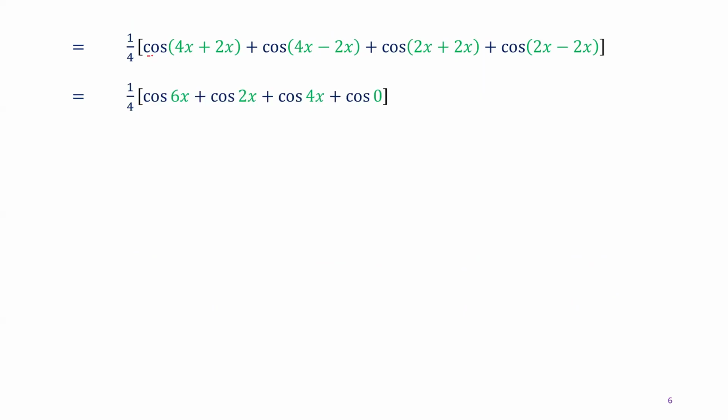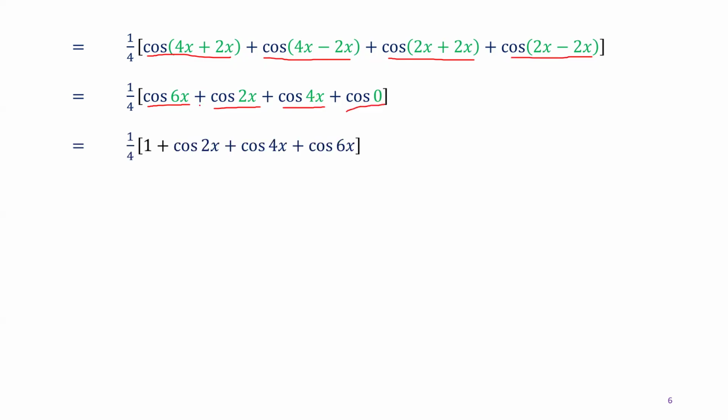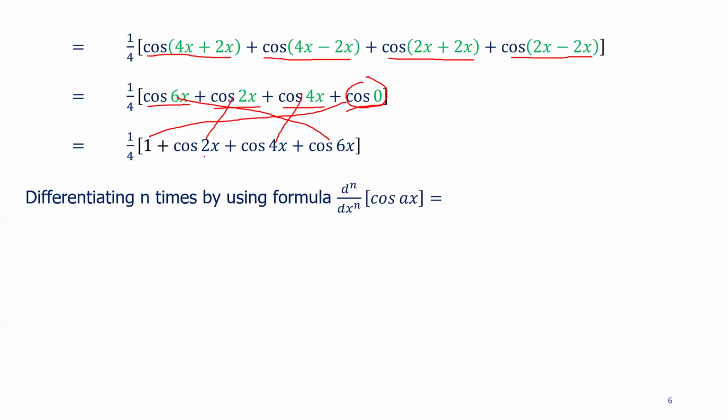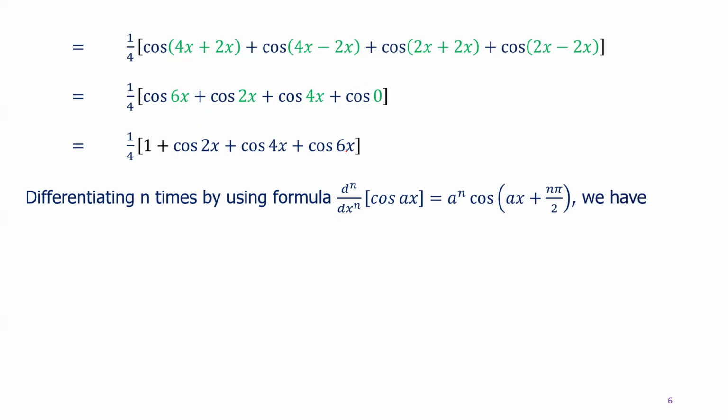Cos(4x + 2x) is cos 6x. Cos(4x - 2x) is cos 2x. Cos(2x + 2x) is cos 4x. And cos(2x - 2x) is cos 0. Let us again simplify it. Cos 0 is equal to 1, so we have written that in the first term, then cos 2x, cos 4x, and cos 6x. Therefore, y is equal to 1 upon 4 into (1 + cos 2x + cos 4x + cos 6x).